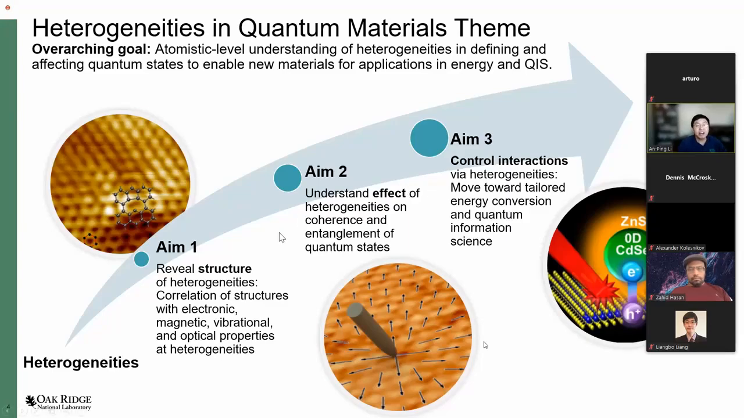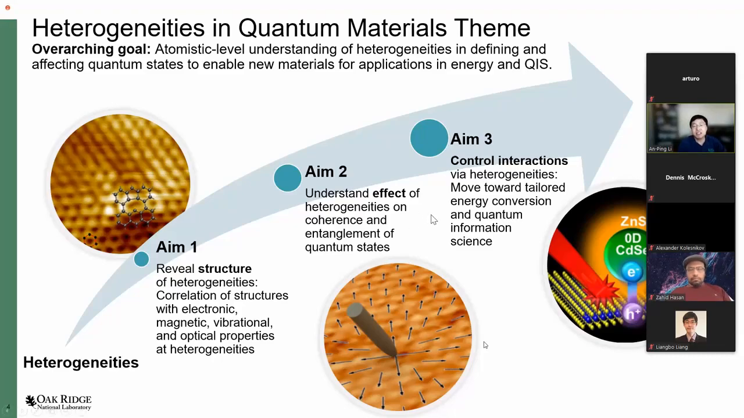To study heterogeneities, the first step is to reveal the structures of heterogeneities. We want to see how the structures correlate with their properties, like electronic, magnetic, vibrational, and optical properties. And then in the second aim, we want to study the effect of heterogeneities, see how they affect the host environment, the host material, particularly the coherence and entanglements of the quantum states in the material.